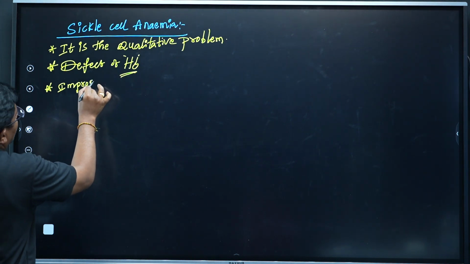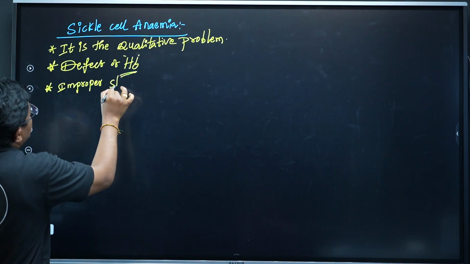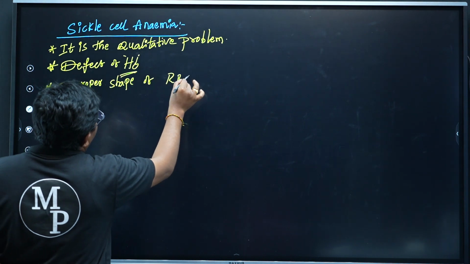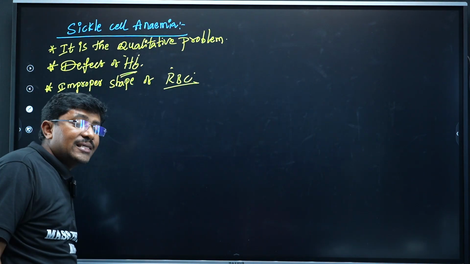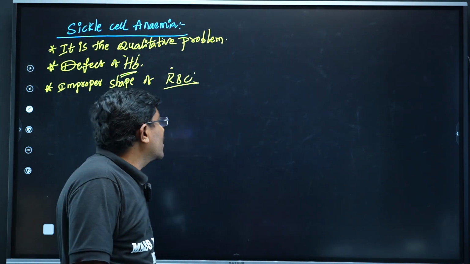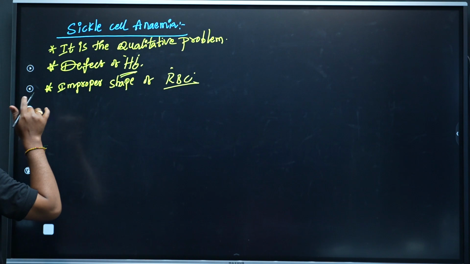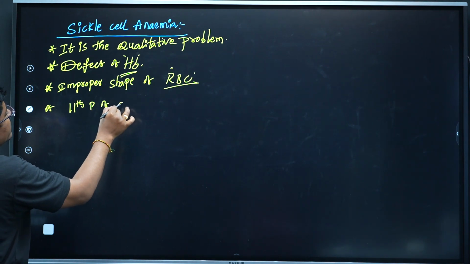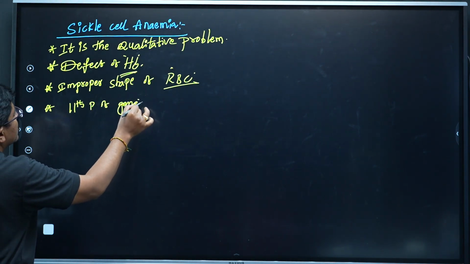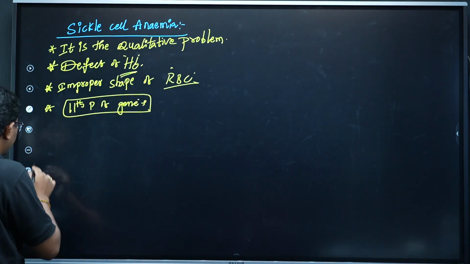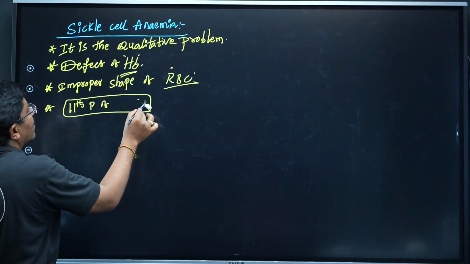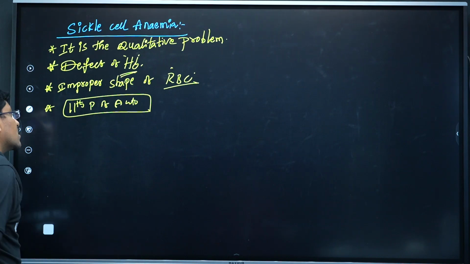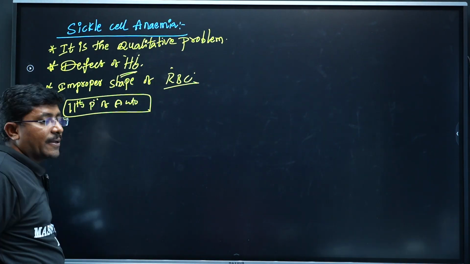Improper shape of the RBC. Thereby the hemoglobin quantity decreases. The sickle cell anemia affected genes are present on the 11th pair of chromosomes, the 11th pair of autosomes.